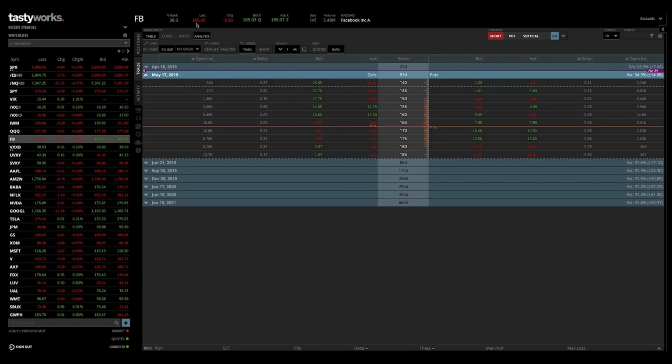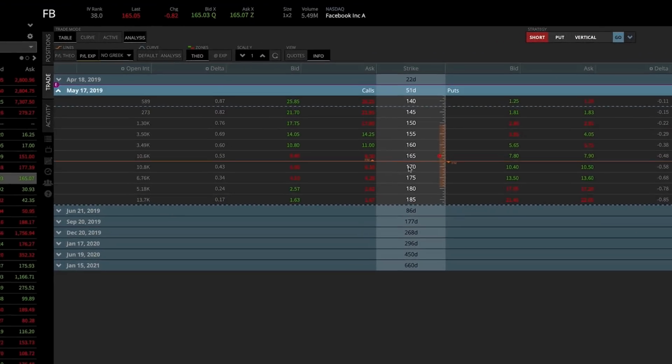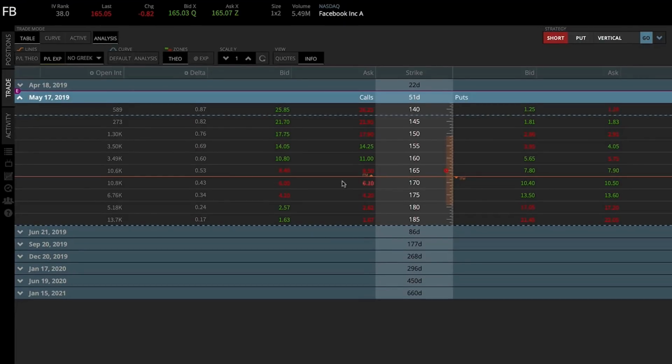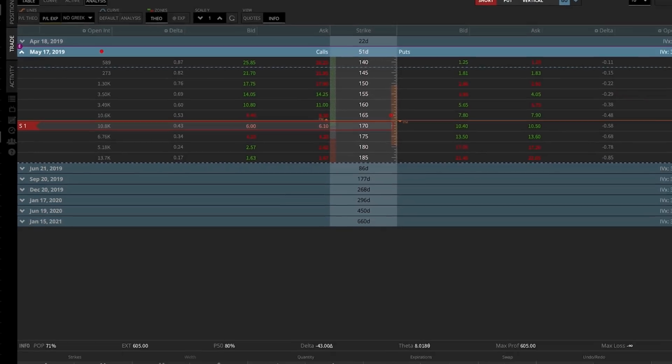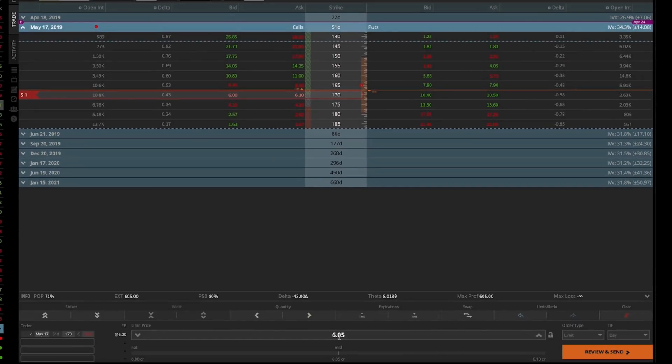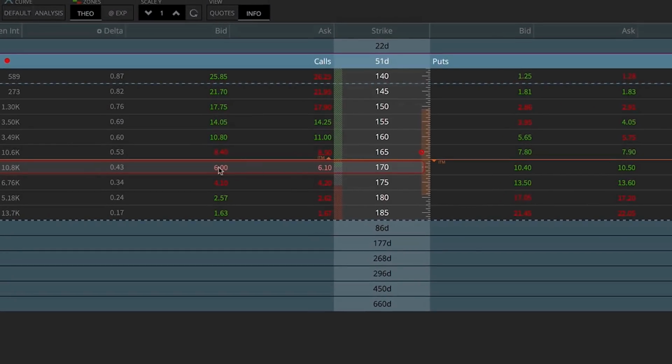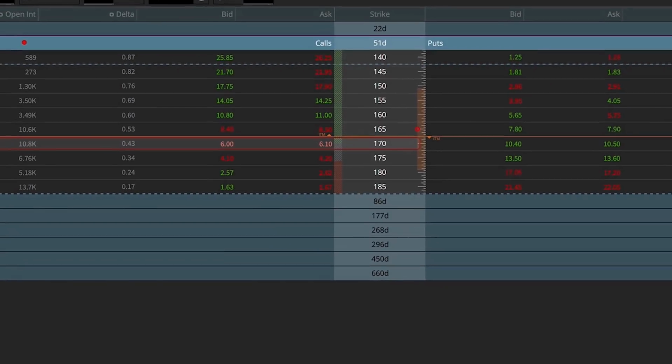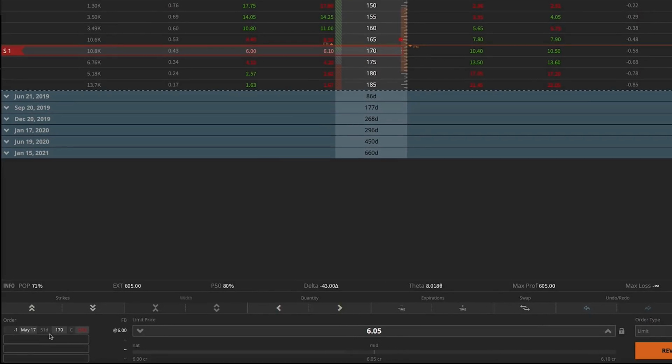So right now Facebook just closed at $165.05, and the trade I'm going to queue up is selling the 170 call that expires in 51 days. To do that, I'm going to click on the bid price of $6, and actually it queues it up for me at a mid price of $6.05, which is just the halfway point between the bid and ask price. So let's say I wanted to sell this 170 call option for $6.05.